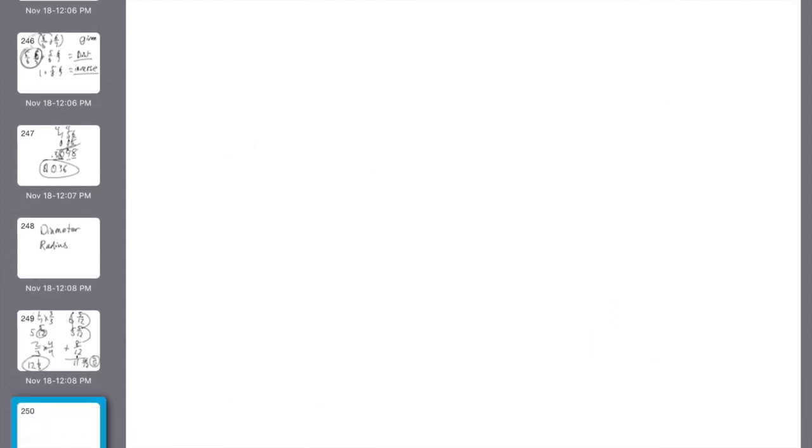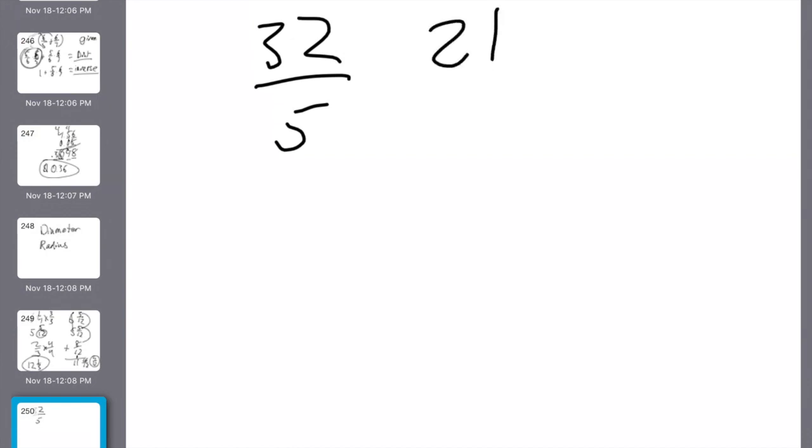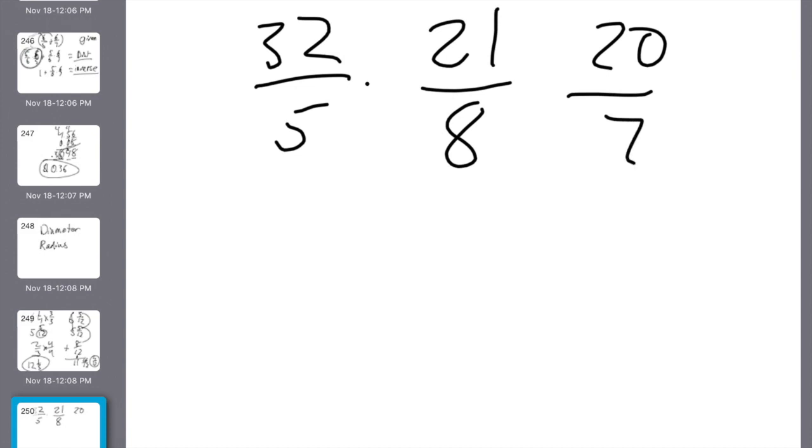28, multiplication problem. 6 times 5 is 30. Plus 2 is 32 over 5. 2 times 8 is 16. Plus 5 is 21 over 8. Next one is 7 times 2 is 14. Plus 6 is 20 over 7.